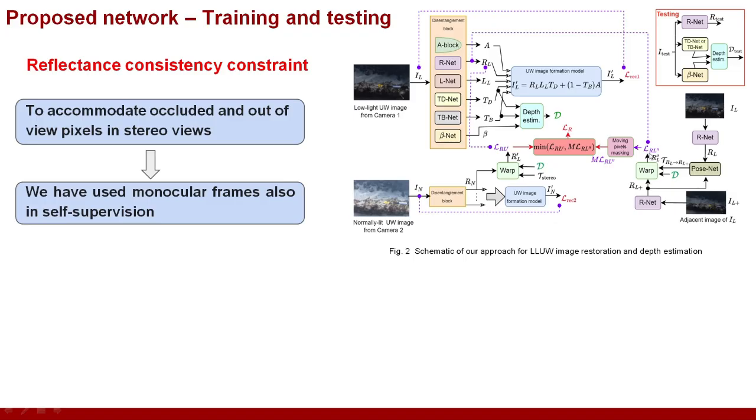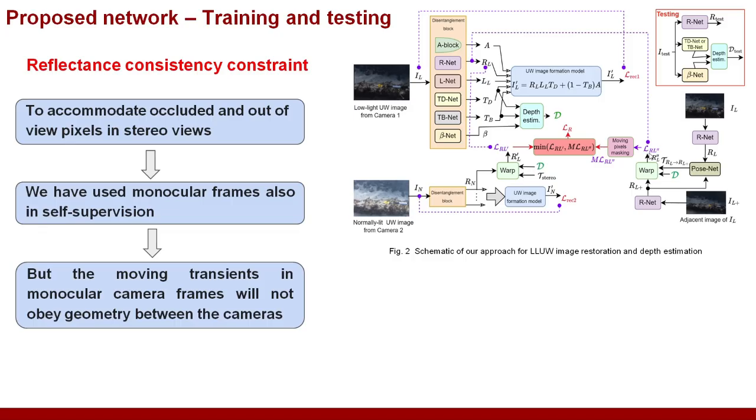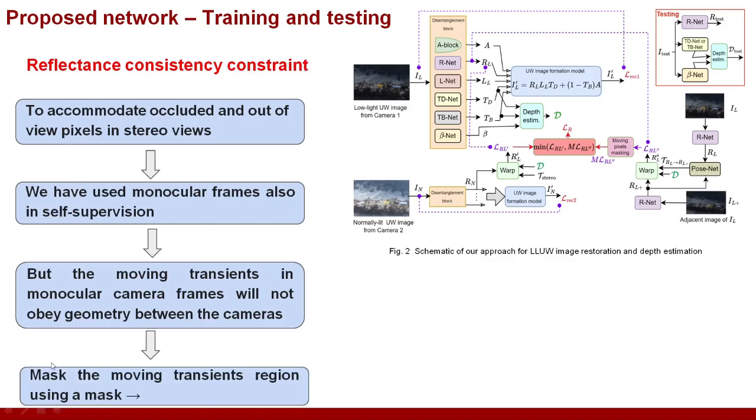But in the case of monocular frames, the problem is that if some moving fishes or moving plants are present, those pixels won't obey the geometry between the two cameras. So those pixels will adversely affect the training process. So in order to remove those moving pixels, we are using a mask. We are using a moving pixel masking scheme.